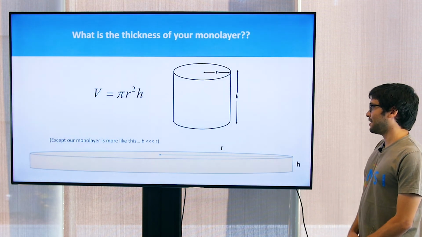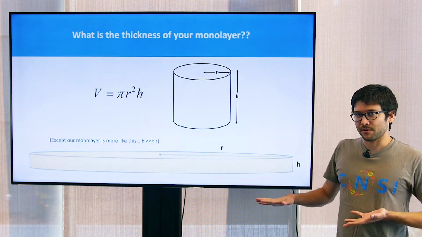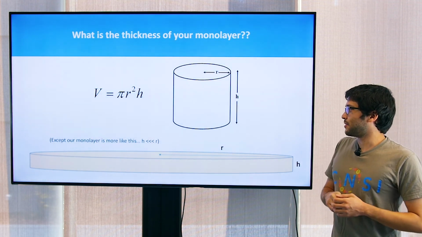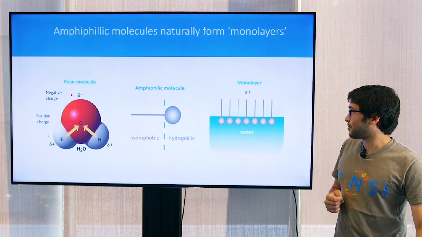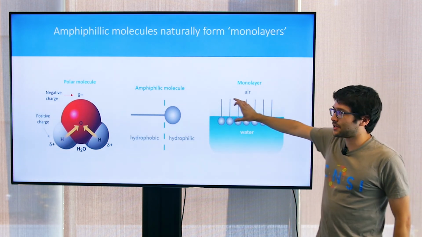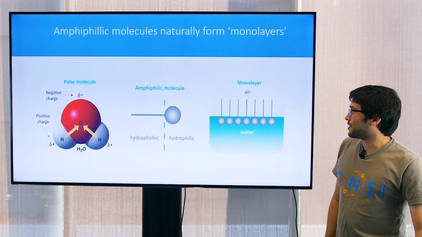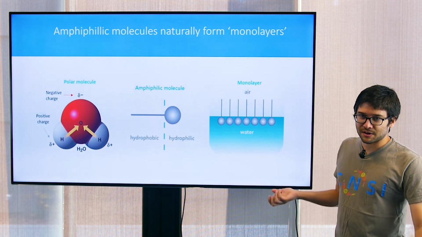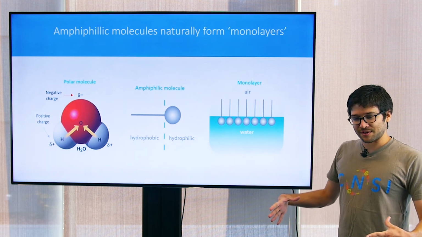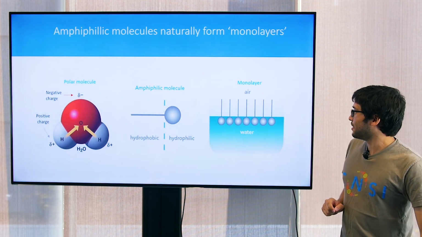When you make a layer of a molecule like oil or detergent on water, it forms what's called a monolayer. The molecules align themselves in a single layer on the surface. And knowing how to calculate the volume of a cylinder, we can then measure the size of the circle that's created on the water and calculate the height of the monolayer.